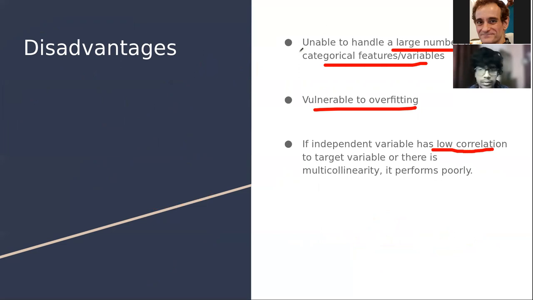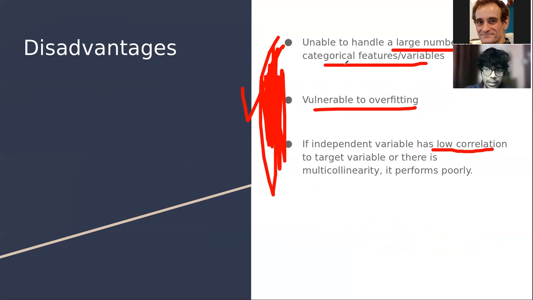correlation. So how to remember these? The majority of things you should remember are the disadvantages, because these are the cases you should have in mind: if your use case matches the disadvantages, then you should not use logistic regression. So if your independent variable has very low correlation with the target variable, maybe logistic regression is not a good choice to proceed with. Try SVM, try XGBoost, try random forest classifier, but not logistic regression, right?